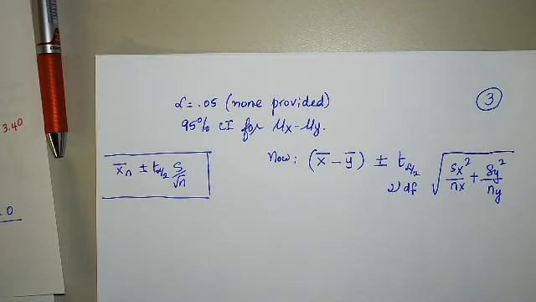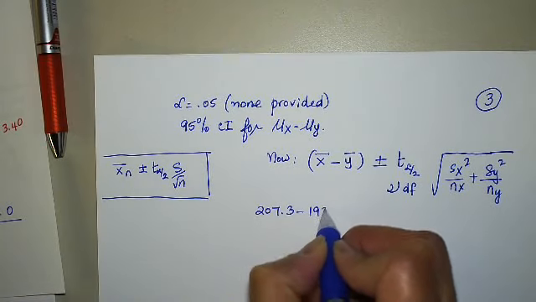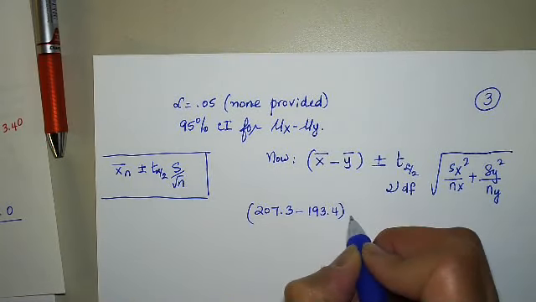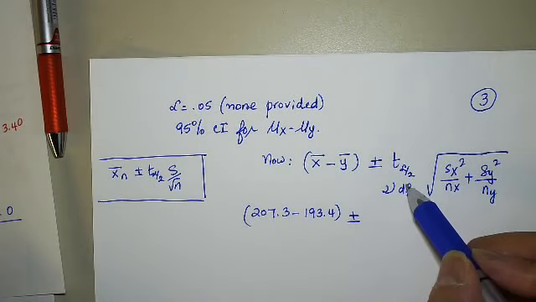So radical Sx squared over Nx plus Sy squared over Ny. You see how they all follow the same pattern? And now let's plug in.